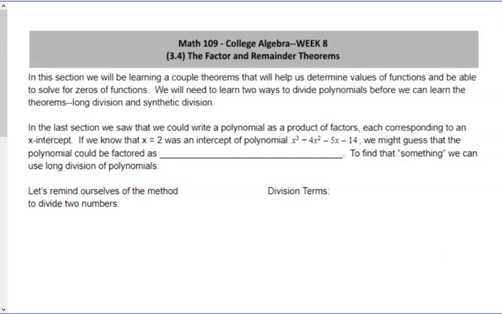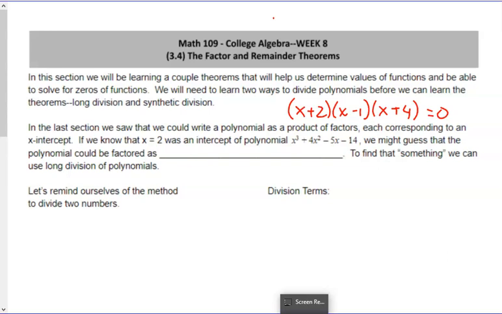So in the last section, we saw that we could write a polynomial as a product of factors. So we could have had something like x plus 2 times x minus 1 times x plus 4, something like that. We were setting those equal to 0, finding some x-intercepts and such. We did that in a previous section where we were just focusing on factoring, but in the last section, we actually put some meaning to that.